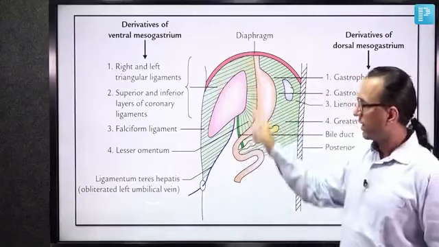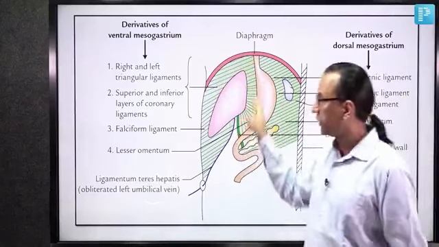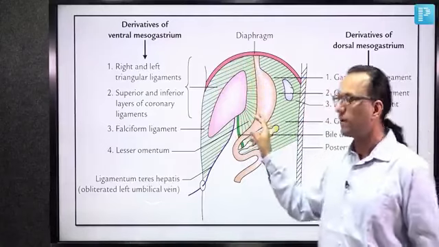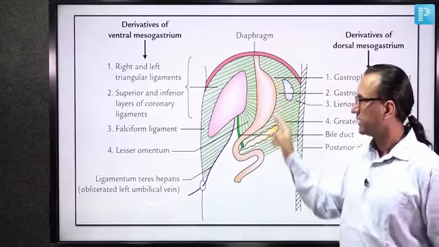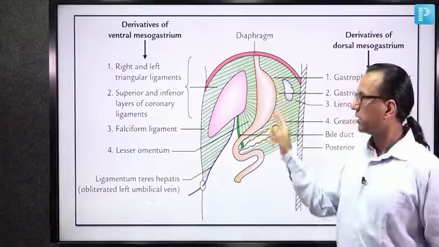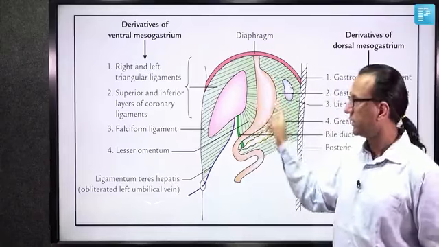And there is one more liver ligament here, which is called the lesser omentum, attaching to the lesser curvature of the stomach, which is anterior in the beginning. In the beginning, the lesser curvature is anterior and the greater curvature is posterior, but later the stomach will be rotating to assume the adult position. We'll talk about stomach rotation in a short while.